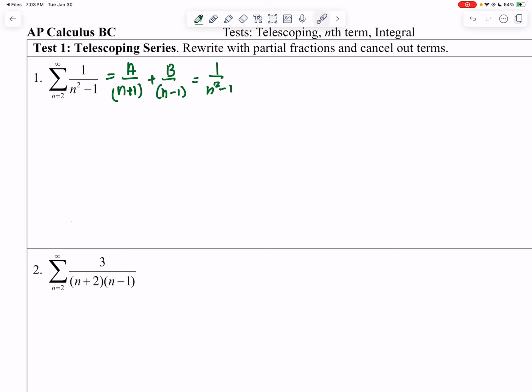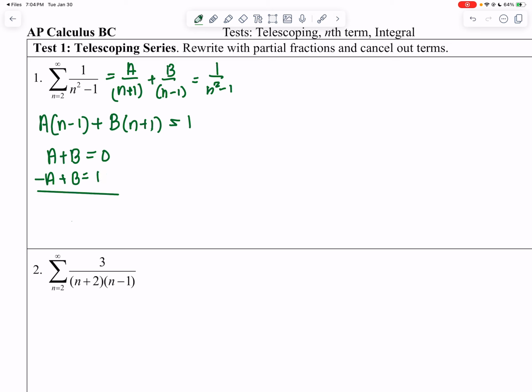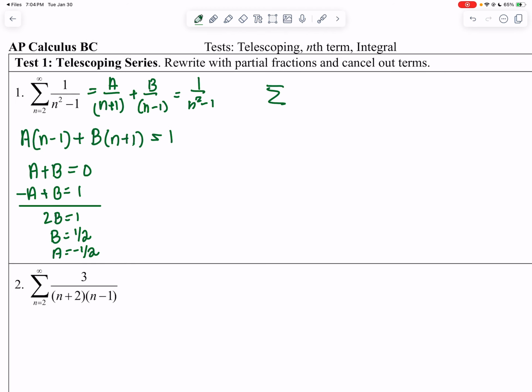So in this case, I have a over n plus 1 plus b over n minus 1 is equal to 1 over n minus 1. Go ahead and do your little systems of equations. Oops, that should be 1. Okay, go ahead and add to eliminate a. B is 1/2, which means that a is equal to negative 1/2. So now you have the summation from 2 to infinity of negative 1/2 over n plus 1 plus 1/2 over n minus 1.